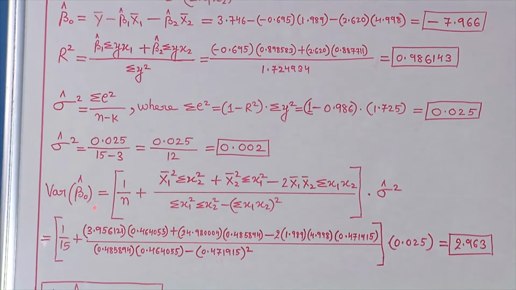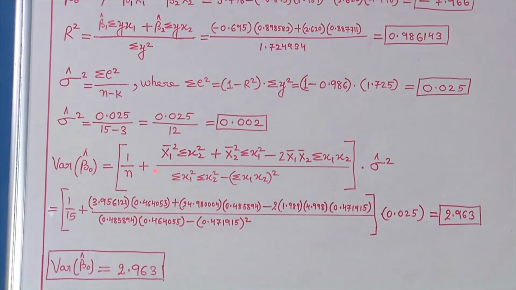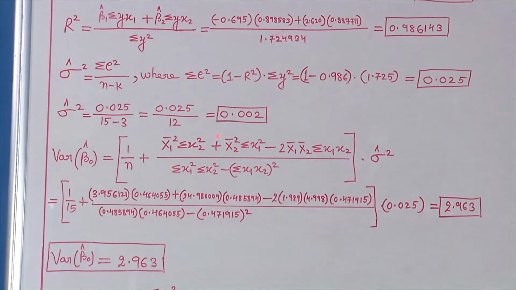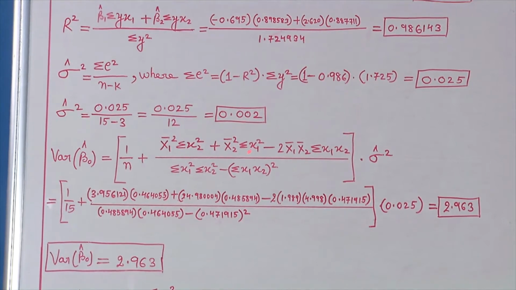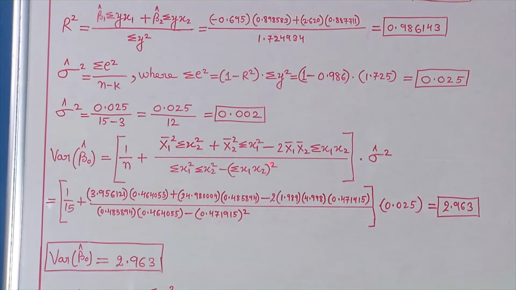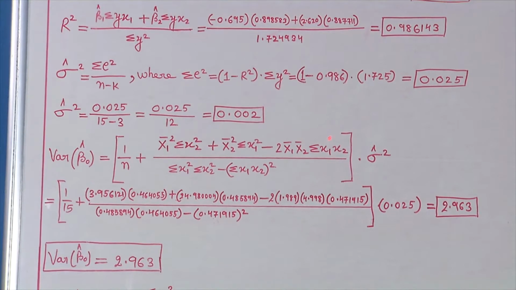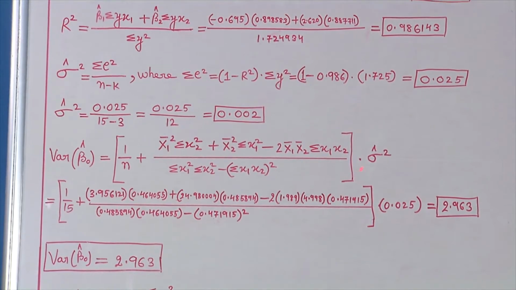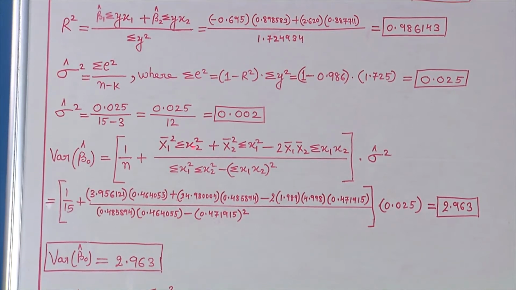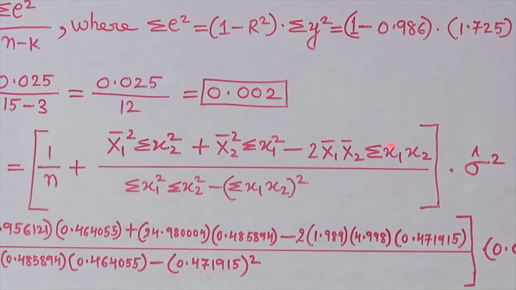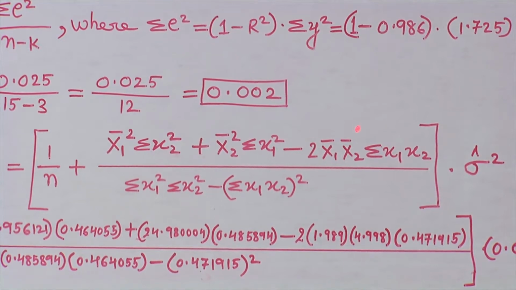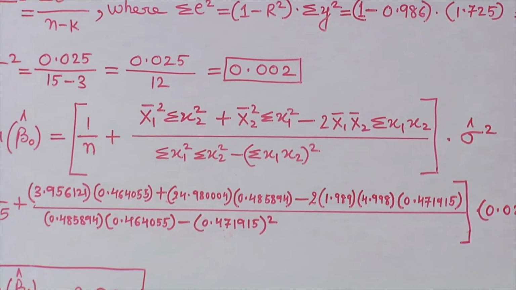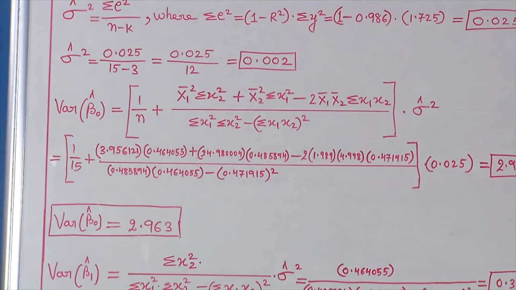For calculating the variance of beta naught hat, we have the formula 1 by n plus x 1 bar squared into sigma x 2 squared plus x 2 bar squared into sigma x 1 squared minus 2 into x 1 bar x 2 bar into sigma x 1 x 2, the whole divided by sigma x 1 squared into sigma x 2 squared minus sigma x 1 x 2 the whole squared, and this entire thing should be multiplied with sigma squared hat. After substituting the values for x 1 bar squared, sigma x 2 squared, x 2 bar squared, sigma x 1 squared, sigma x 1 x 2 in this formula, we get the value as 2.963, that is, the variance of beta naught hat is 2.963.